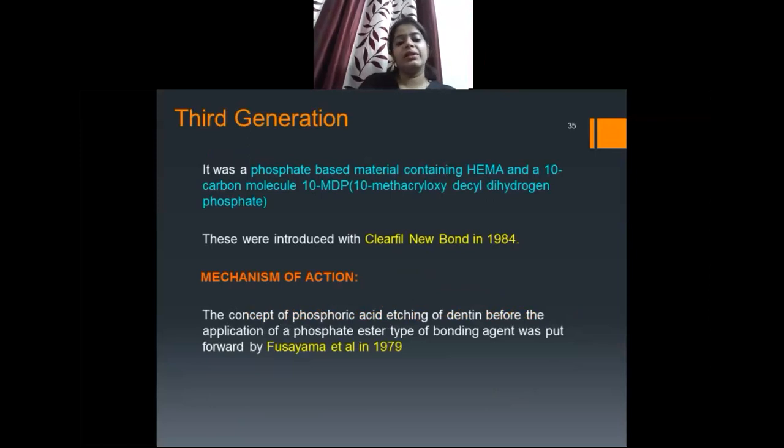Coming to the third generation, it was a phosphate based material containing HEMA and a 10 carbon molecule, that is 10-methacryloxydecyl dihydrogen phosphate. They were introduced with Clearfil New Bond in 1984. Mechanism of action: the concept of phosphoric acid etching of dentin before the application of a phosphate ester type of bonding agent was put forward by Fusayama et al.